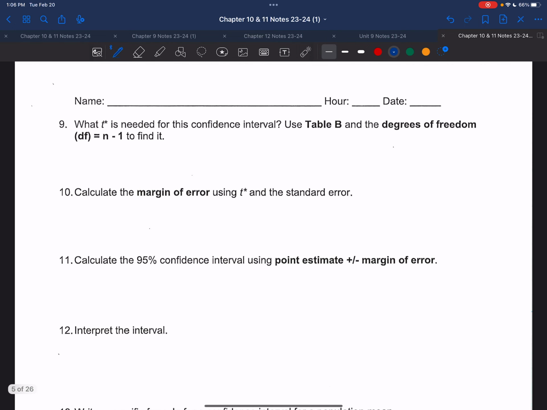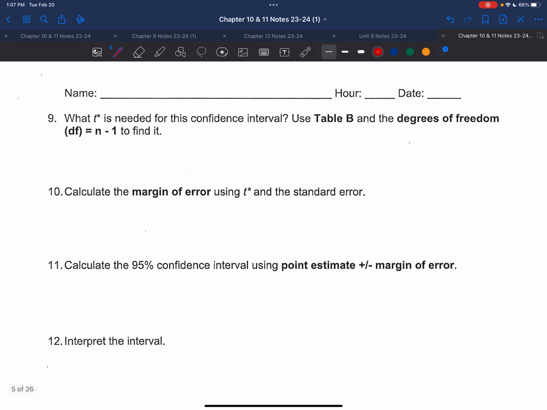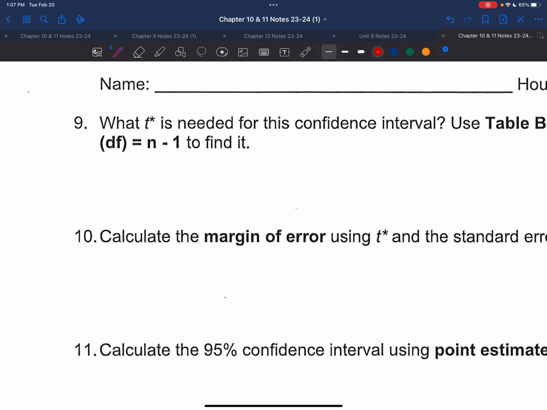Now it says, what T star is needed for this confidence interval? Use table B and the degrees of freedom, or DF, equals n minus 1 to find it. So in order to find T star, we need to know what our degrees of freedom are. Degrees of freedom, DF, is always just equal to your sample size minus 1. In this case, our sample size was 30, so our degrees of freedom is going to be 29.